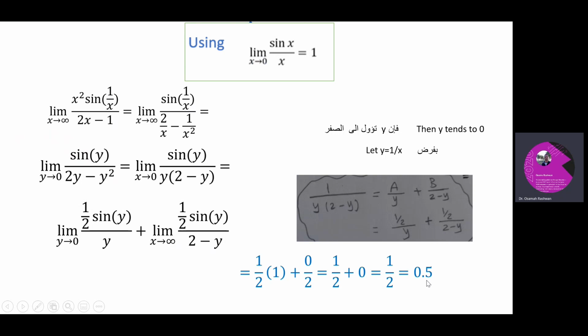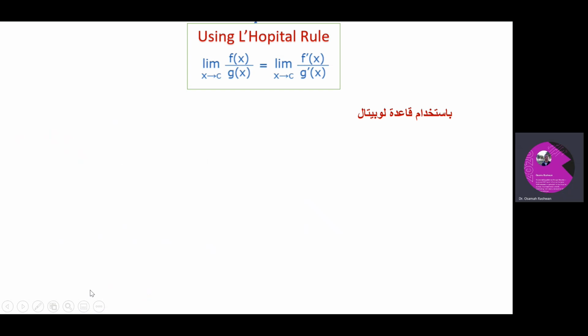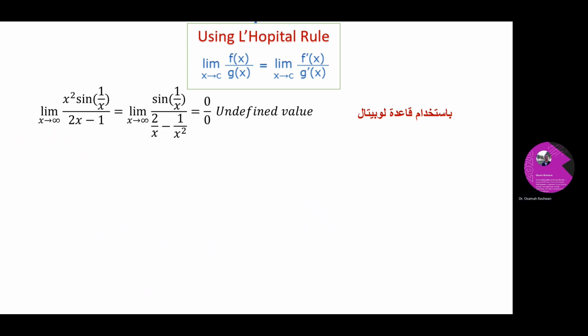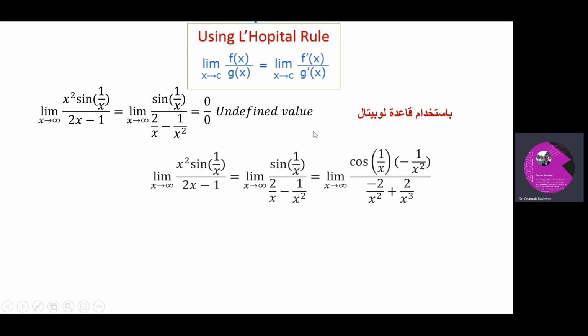Let's check the other method and see whether we get the same answer. Before I leave, don't forget 1 over infinity is 0, sine 0 is 0. Okay, let's go for L'Hopital's rule. When I divide by x squared and substitute x tends to infinity, I have sine 0, which is 0, and 0 minus 0 is 0. So this is an undefined value, so I'll go for L'Hopital's rule.